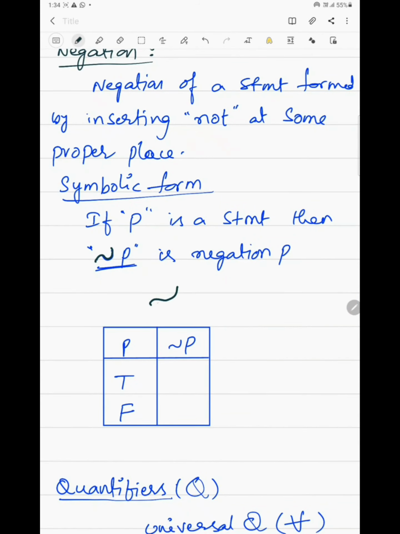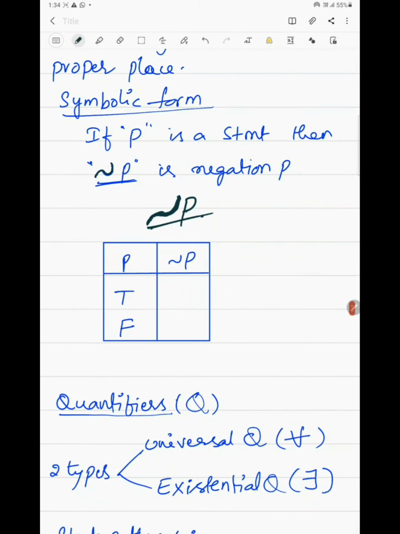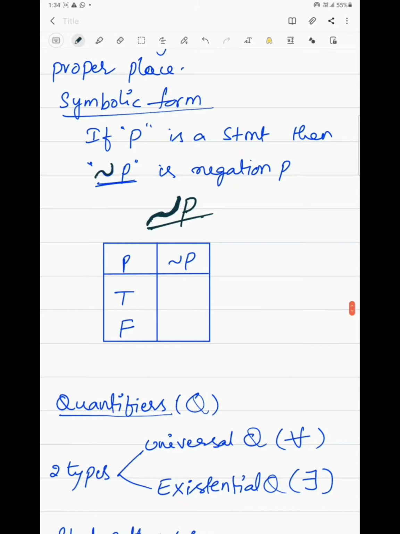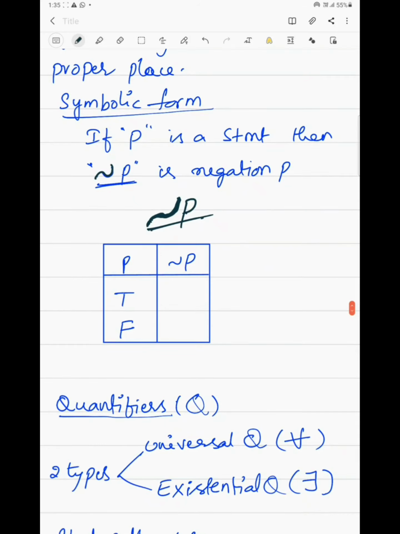This is called the negation symbol. The denial of the given statement, that is, P is the statement, then negation of P, symbolic form is like this. And the table: for negation we have only one statement, that is P. One statement means either true or false. Then what is negation P? If P is true, negation P is false. If P is false, negation P is true.